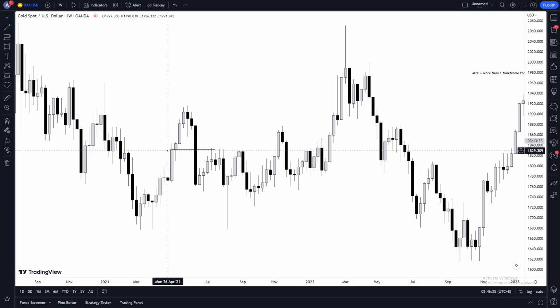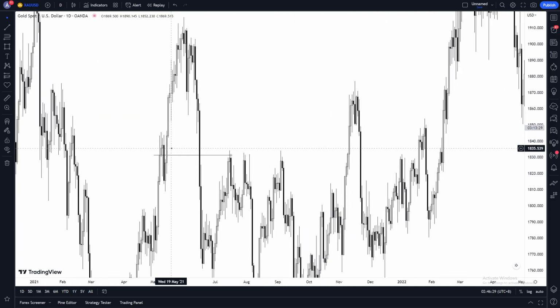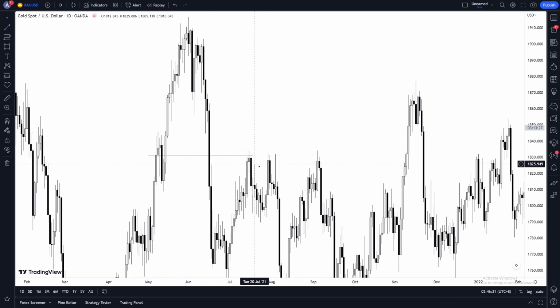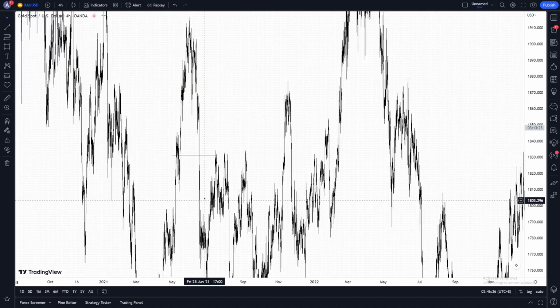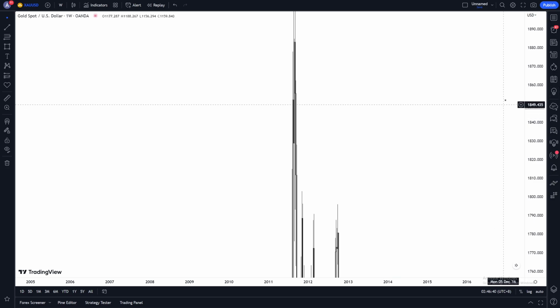So weekly, what is this resistance? Okay, we go to daily. We just practice it like that to see what we can get. I don't see anything on the daily over here. There's nothing really important on the daily. Let's go H4, just see what happens. Okay, nothing here. As I said, MTF.